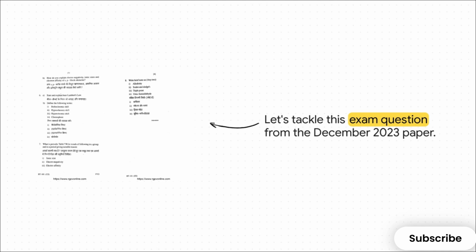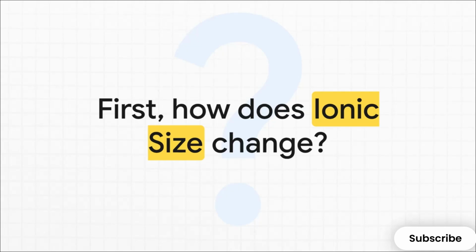Question 7 asks us to write the trends for ionic size, electronegativity, and electron affinity in a group and in a period, giving suitable reasons. Okay, let's break this thing down piece by piece. So the first part of the question is all about ionic size. And remember, an ion is just an atom that's either gained or lost an electron. So the real question is, how does that change its size compared to the original neutral atom?